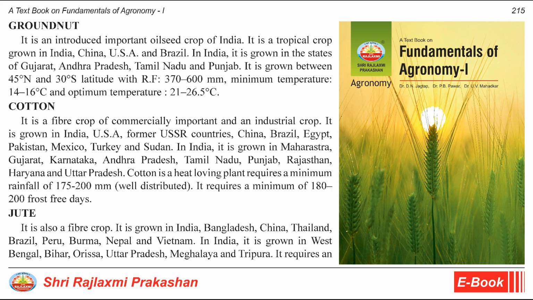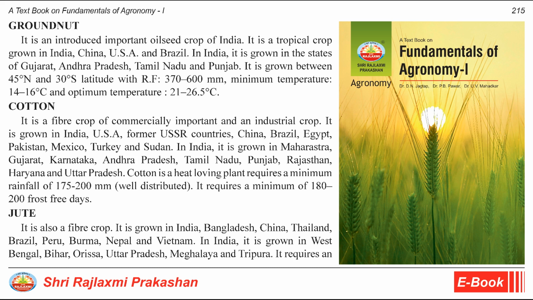Groundnut. It is an introduced important oilseed crop of India. It is a tropical crop grown in India, China, USA and Brazil. In India, it is grown in the states of Gujarat, Andhra Pradesh, Tamil Nadu and Punjab. It is grown between 45 degrees N and 30 degrees S latitude with rainfall of 370 to 600 millimeters, minimum temperature 14 to 16 degrees Celsius and optimum temperature 21 to 26.5 degrees Celsius.